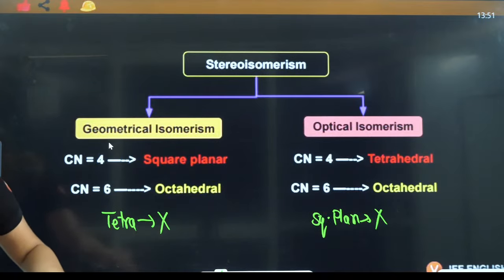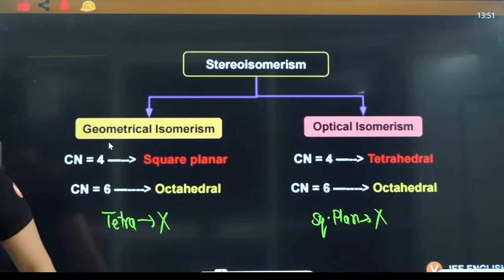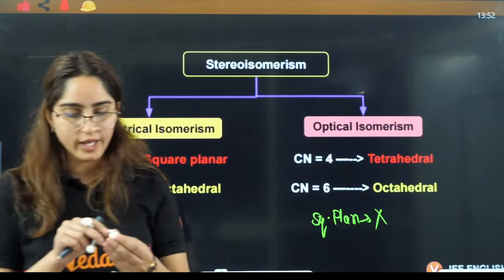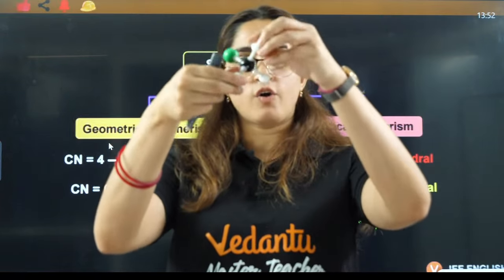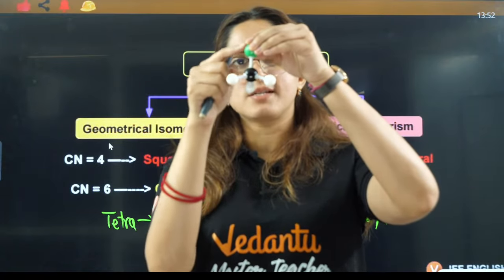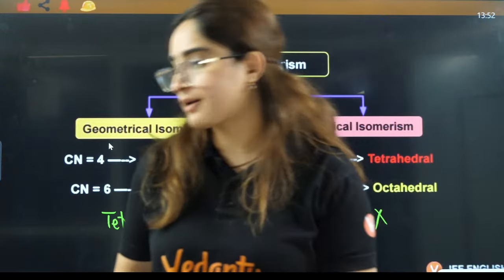If you see any tetrahedral complex, even if you put it here or here or here or here, there is no cis and trans. This is opposite to this, and it is next to this one also, this one also, this one also. So there is no cis and trans.